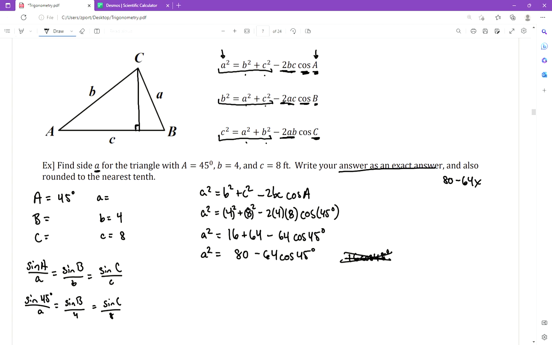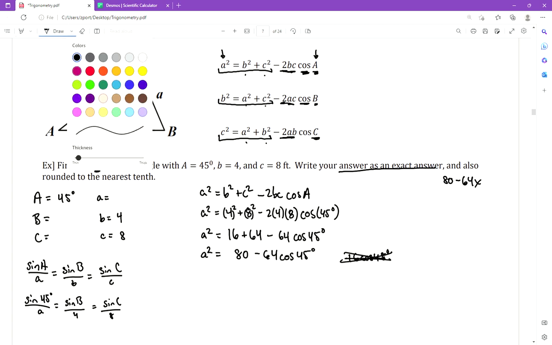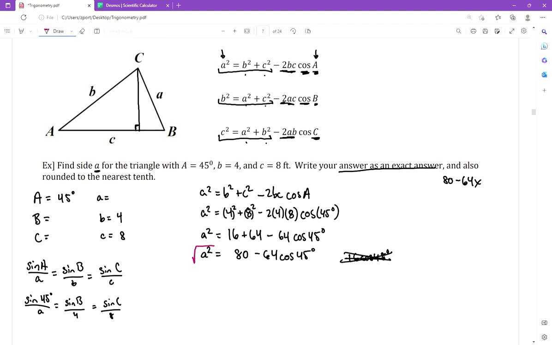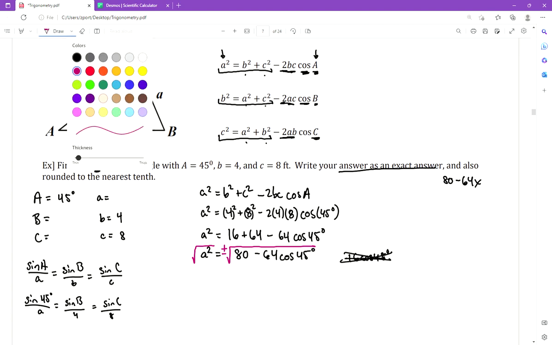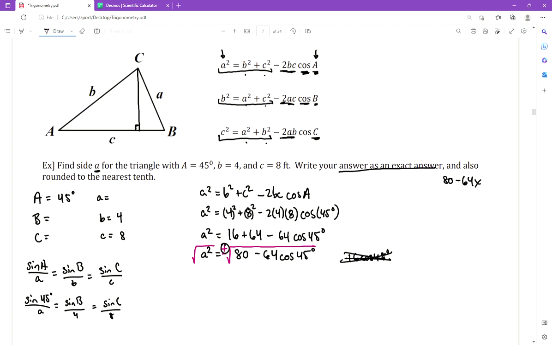Okay, instead, if we want to finish this answer before evaluating the trig function there, we could square root both sides. Now, when you square root, again, for habit, plus minus, but since we're finding the side of a triangle, it would automatically be positive. So we would have a is equal to the square root of 80 minus 64 cosine of 45 degrees. And make sure that big square root goes the whole length there, just like mine.